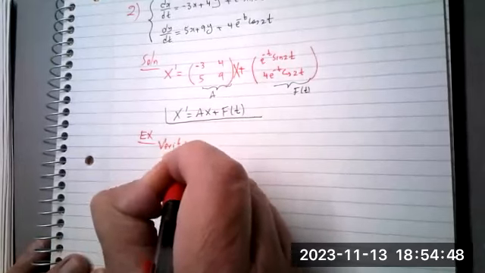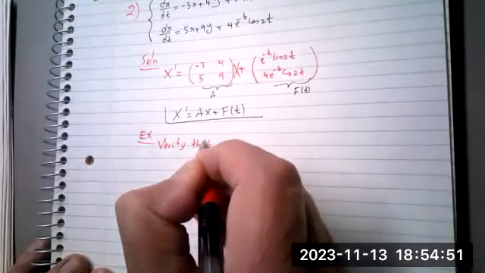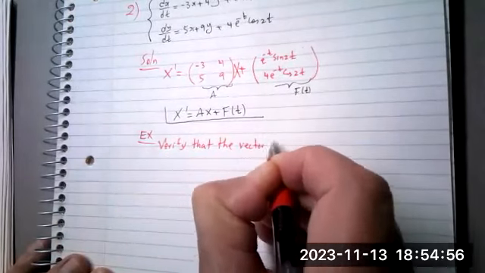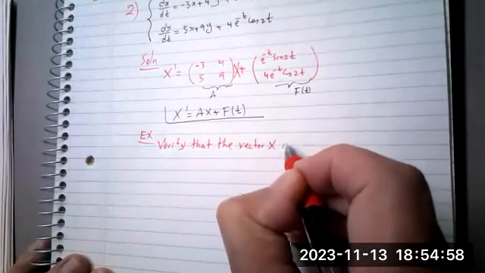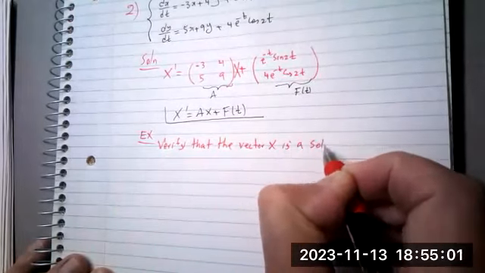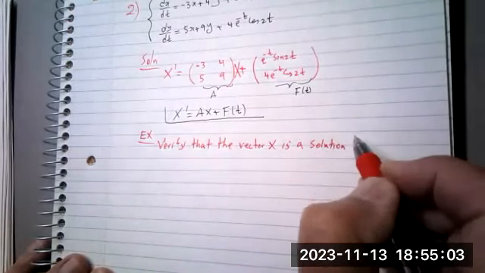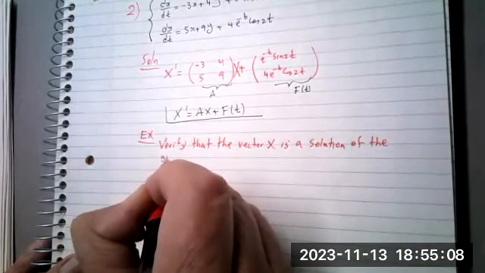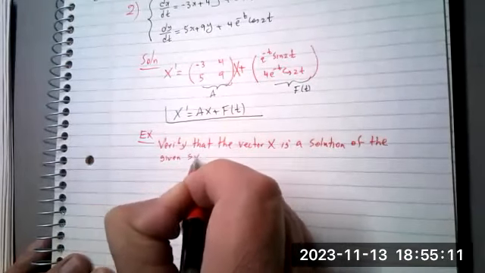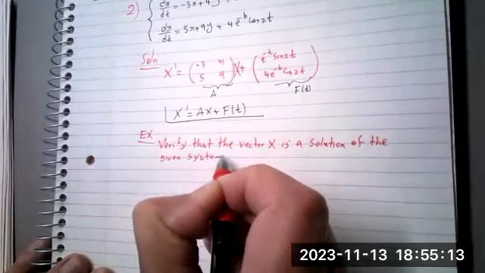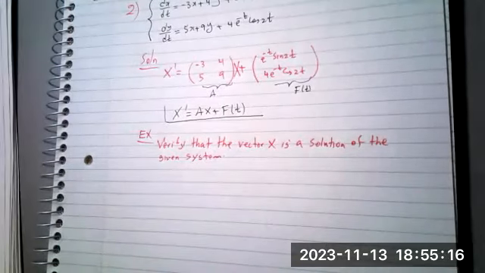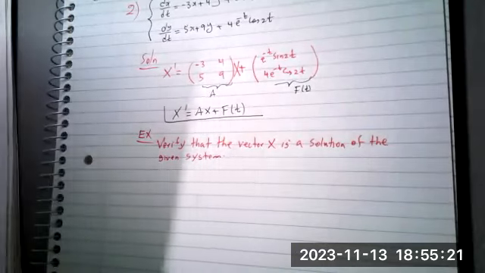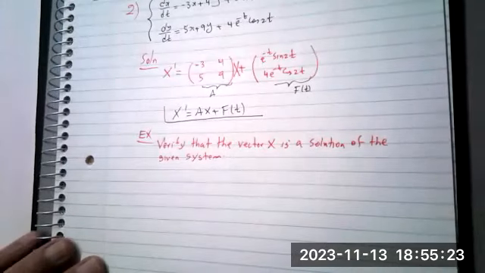Okay, we want to verify that the given vector x is a solution of the given system. So a vector and a function are given, and you've been asked to confirm it. Okay, so this is it. Just do one.